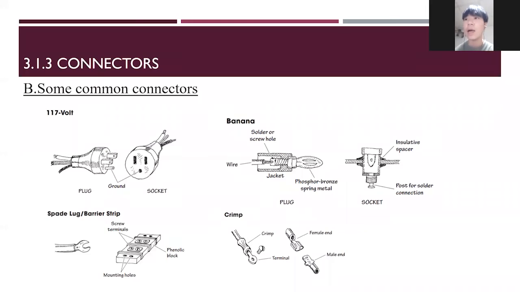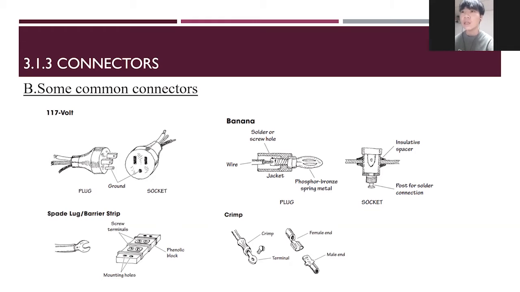Next is the banana cable. It's used for connecting a single wire to electrical equipment. It is frequently used with testing equipment, and the plug is made from a four-leaf spring tip that snaps into the jack.